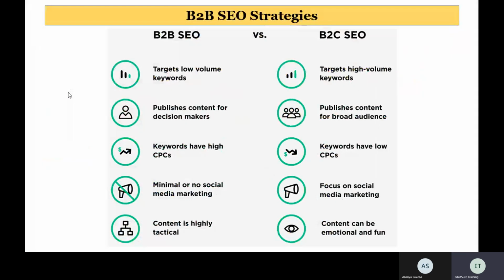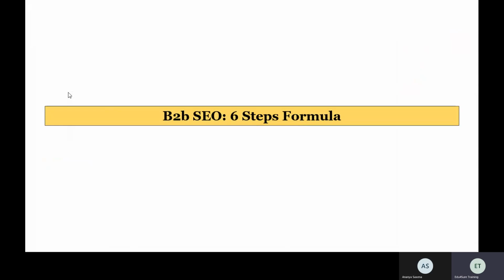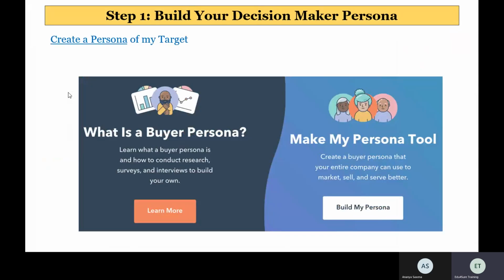So let me quickly take you through what we did last time. We discussed basically the difference between B2B SEO and B2C SEO, right? And then we moved to the step formula. The first was we can create a persona of a buyer. In my suggestion, it is not exactly required. You can create your persona without this tool as well. But we will try this tool when your site is up.